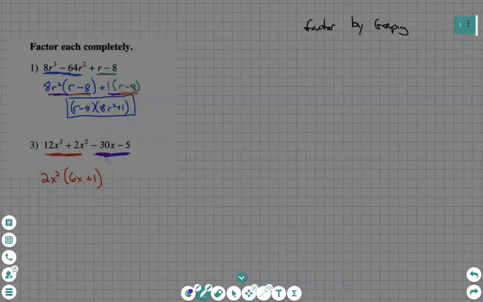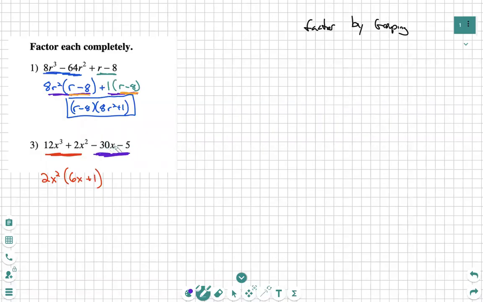Next, from negative 30x and minus 5, we're going to pull out a minus 5. We write what's left: positive 6x, because we take out negative 5 from negative 30, we have a positive 6, x stays. Take out negative 5 from negative 5, we have a positive 1.